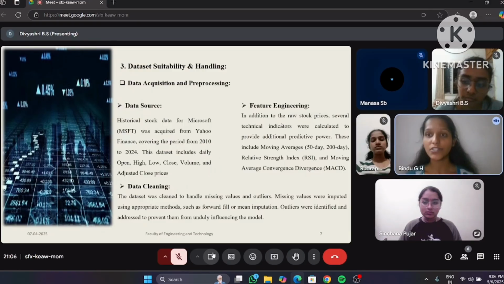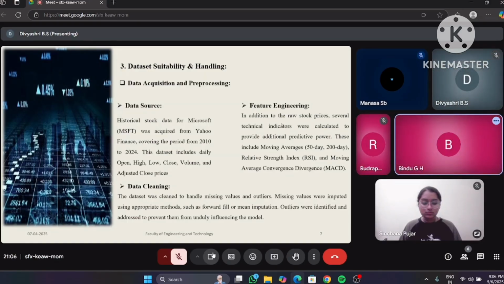Feature engineering. In addition to the raw stock data, several technical indicators were calculated to provide additional predictive power. This includes the moving averages from 50 days to 200 days, relative strength index RSI, and moving average convergence divergence MACD. Data cleaning. The dataset was cleaned to handle missing values and outliers. Missing values were imputed using approximate methods such as forward filling or mean imputation. Outliers were identified and addressed to prevent them from skewing the model.